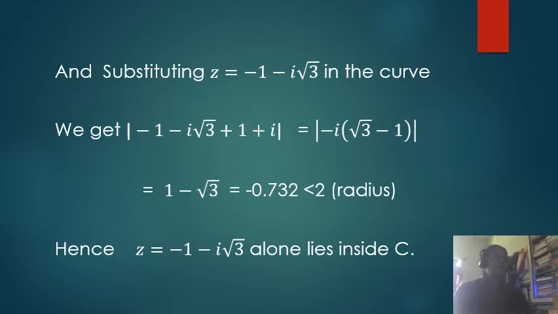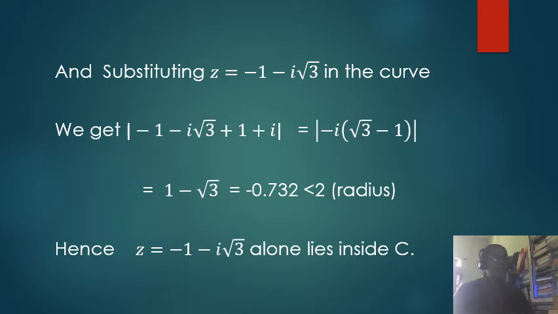And substituting the other singular point z equal to minus 1 minus i root 3 in the curve, we get minus 1 minus i root 3 plus 1 plus i. So here minus 1 plus 1 will get cancelled. Now take minus i outside: minus i into root 3 minus 1. And finding the value, which is equal to the square root of a square plus b square. Here it is the root of (1 minus root 3) the whole square, and therefore it is equal to 1 minus root 3, and that is equal to minus 0.732, which is less than 2.